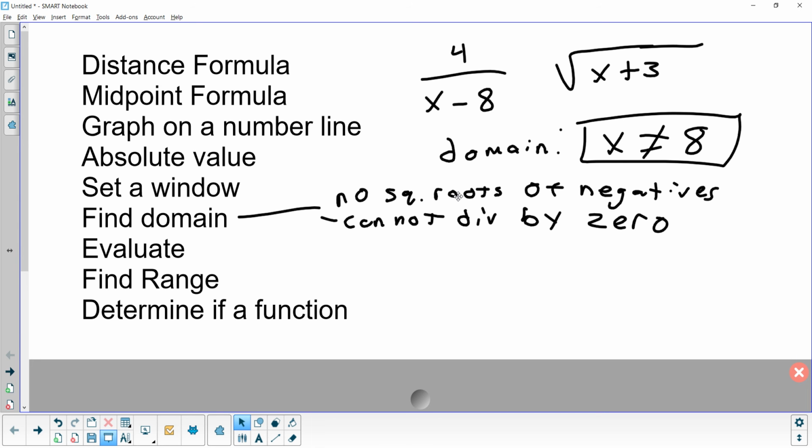Those are the main topics that are going to be on the test. It'll be about 16 or 17 questions, a mixture of short answer and multiple choice. Anyone have any questions on the test or the topics yet?